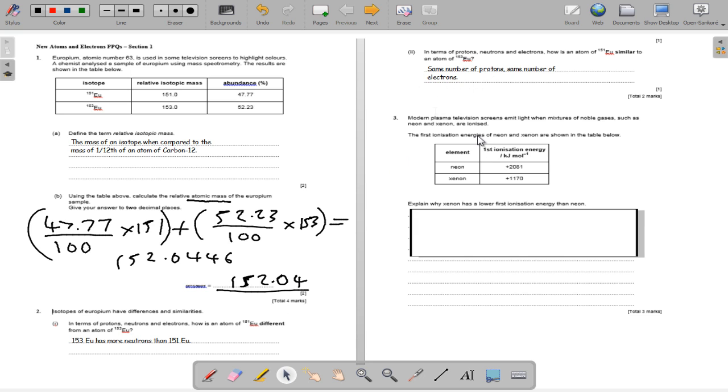So, number 3. Modern plasma television screens emit light when mixtures of noble gases such as neon and xenon are ionized. The first ionization energies of neon and xenon are shown in the table below: positive 2081 kilojoules per mole and positive 1170 kilojoules per mole. I'll give you about 4 minutes to answer the question, and it's 3 marks, so we have 3 points to think about.